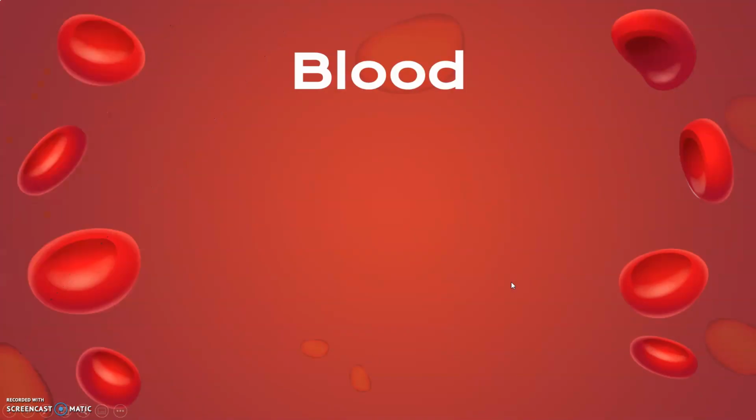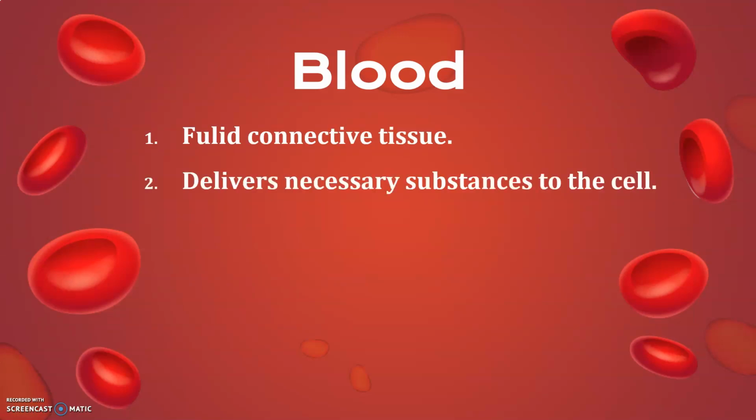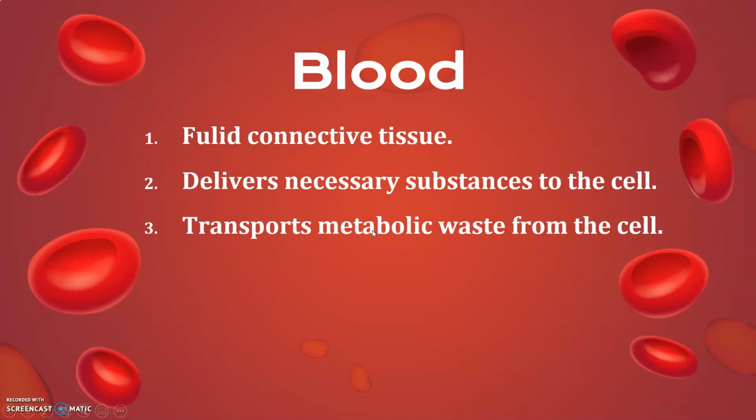So now, what is blood? Dear students, blood is a fluid connective tissue and it is helpful for delivery of necessary substances like nutrients and oxygen to the cell. And with the help of these substances, the cell or the body develops. Number 3 is the transport of metabolic waste from the cell. Meaning after metabolism there is a chance of formation of waste products, and that metabolic waste is removed or transported from the cell.